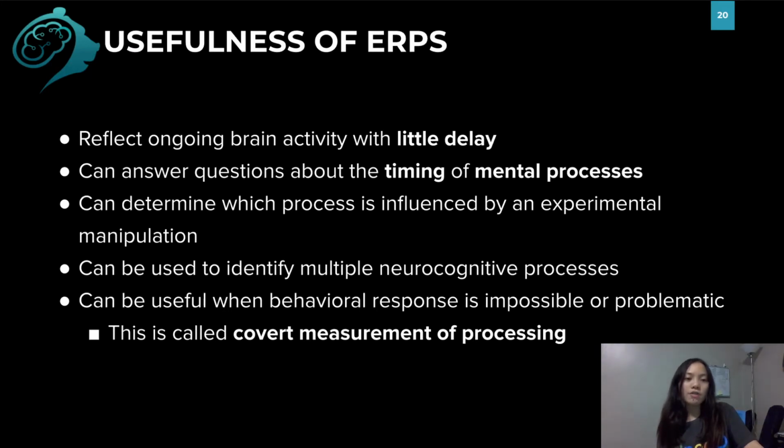In some cases, covert measurement is necessary because the subject is incapable of making a response. For example, ERPs can be recorded from infants who are too young to be instructed to make a response. ERPs are also used for covert monitoring in people with neurological disorders who are unable to make behavioral responses. So these are some of the advantages of event-related potentials.